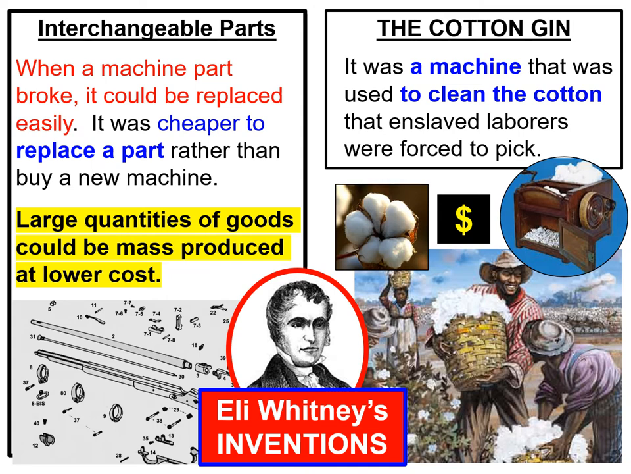Eli Whitney, he's also famous for inventing a machine called the cotton gin. Now, the cotton gin is a machine that was used to clean the cotton that enslaved laborers were forced to pick. Before the cotton gin, enslaved people had to pick the cotton and then take out the seeds by hand.